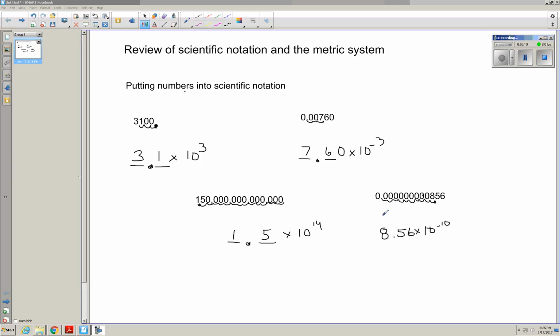So for me, scientific notation really comes into all of its glory when you're working with really big or really small numbers. All right, so this is putting numbers into scientific notation. Look, we can spend time going back the other way, but right now I want to kind of move on.